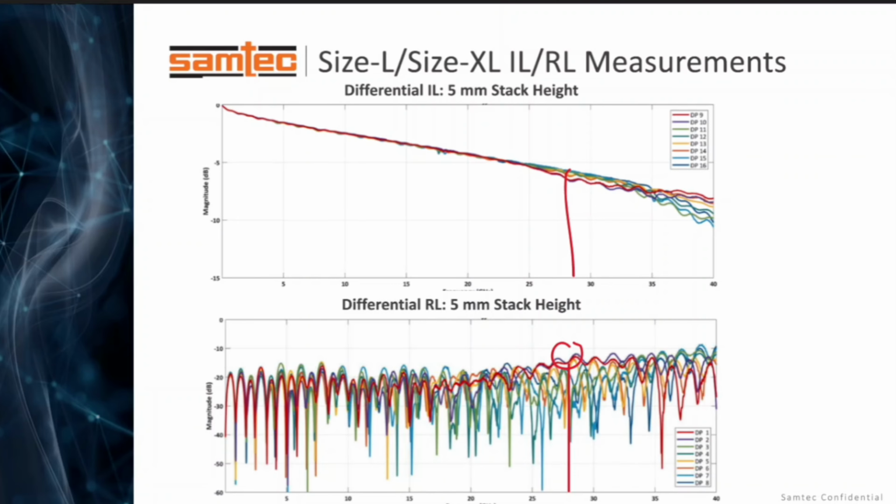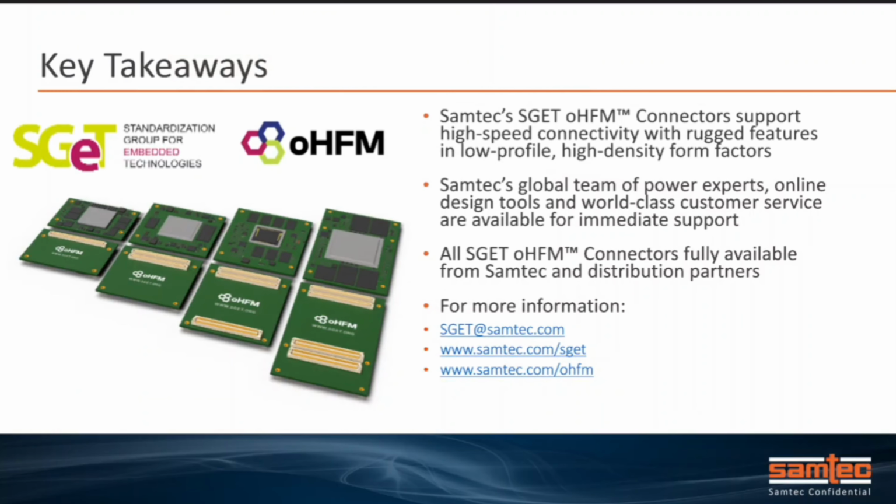So takeaways from Samtec's part: the SGET oHFM connectors support high-speed connectivity with rugged features, low-profile, high-density form factors. We backed it up with our field application engineers, our application engineers at the factory, and our signal integrity engineers to help optimize performance for your SGET oHFM designs. All connector part numbers are fully released from Samtec, and they are or will be soon available from multiple distribution partners. And then you can contact Samtec at any of the information provided here via email or website.